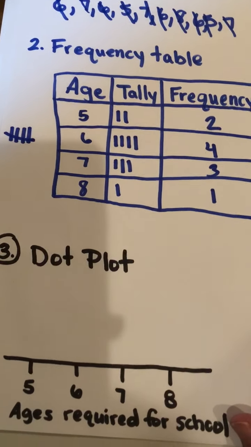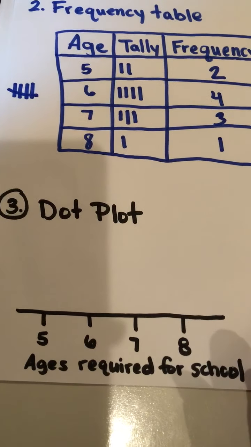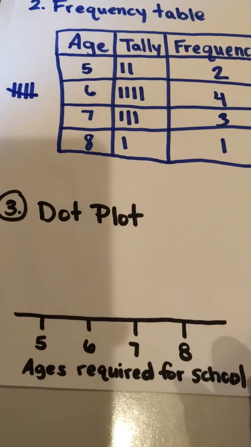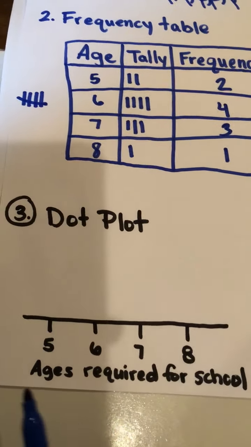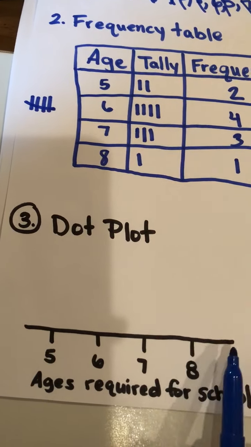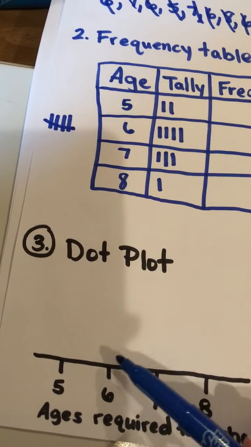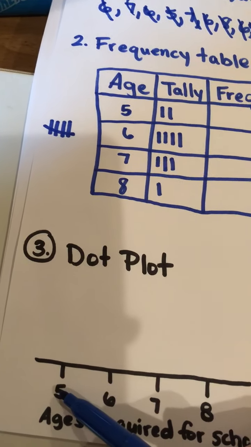So number 3 wants us to make a dot plot. A dot plot is very similar to a line plot that we made last year. I already set up my dot plot. Notice it's kind of looking like a line, but my lines don't go up like they do on the X and Y axis. They go down.